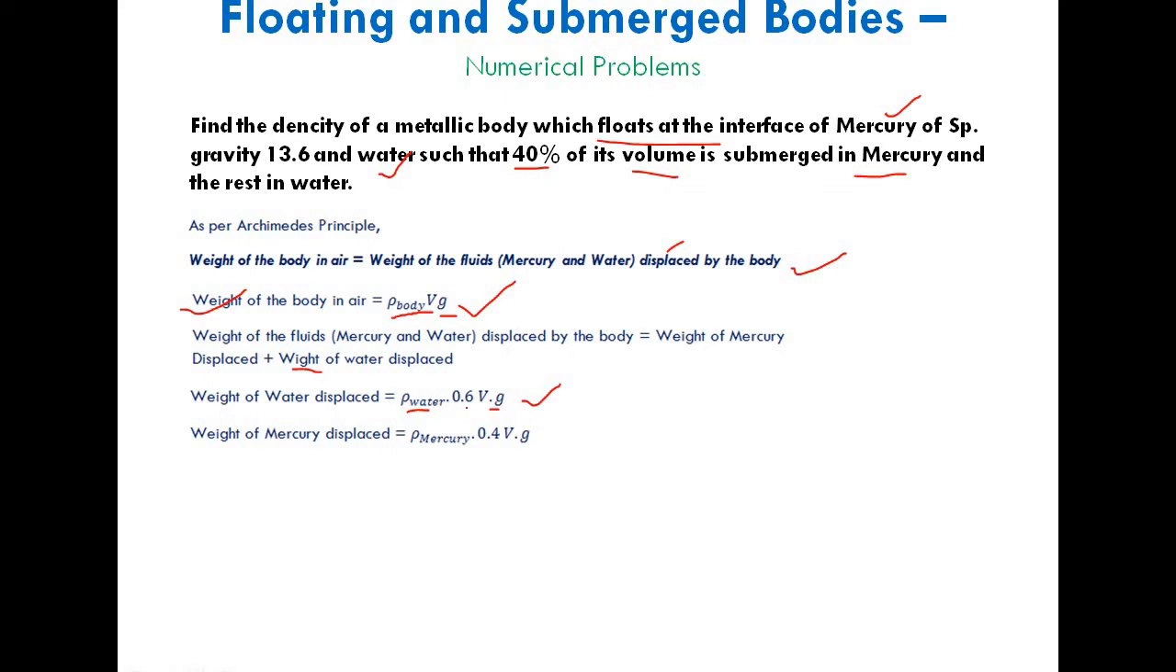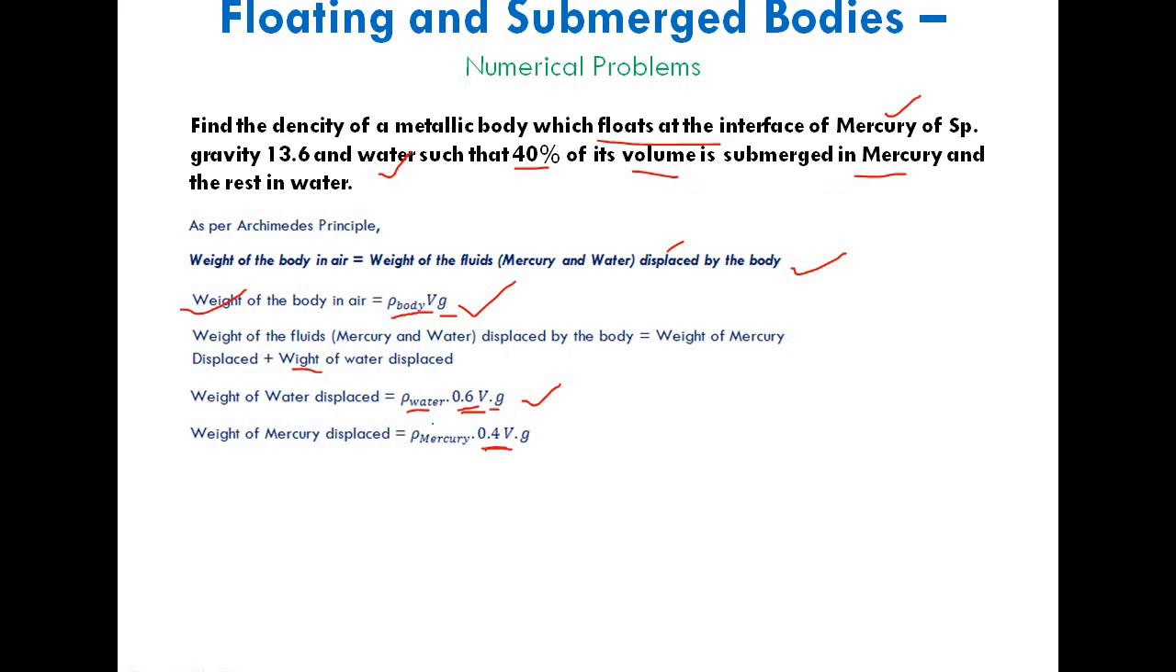Because 60% is water. So if V is the volume of the body, the volume of water displaced will be 0.6 into V. Similarly, the volume of the mercury displaced will be 0.4 into V, because when a body is immersed or floating in a liquid, the volume of liquid displaced is equal to the volume of the body that is submerged. So in water the displaced volume is 0.6 V, whereas in mercury the displaced volume is 0.4 V.